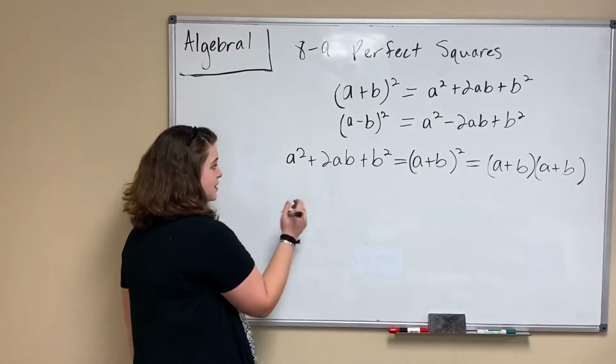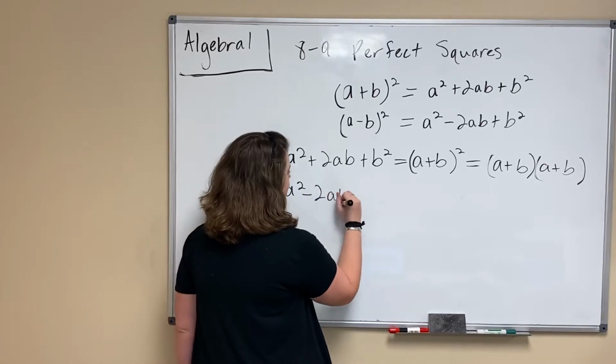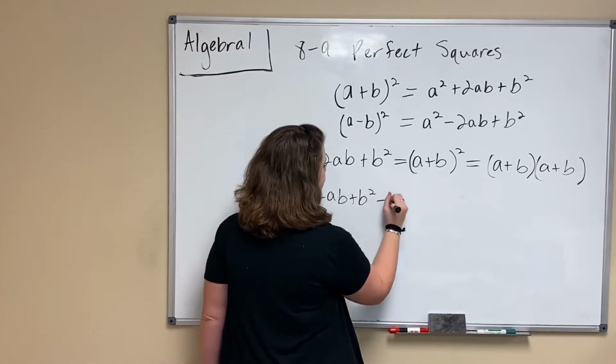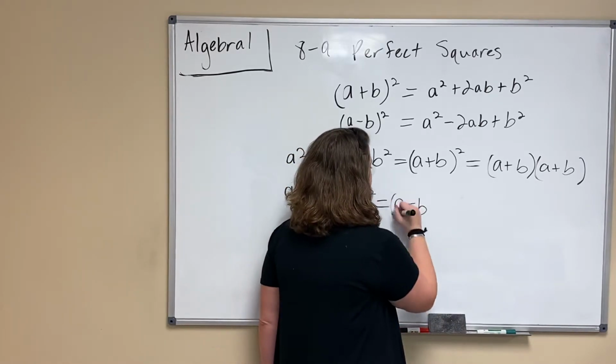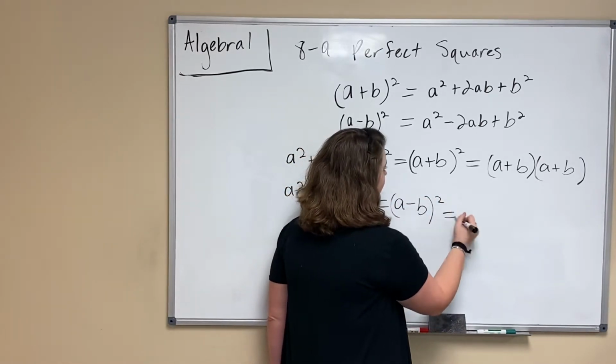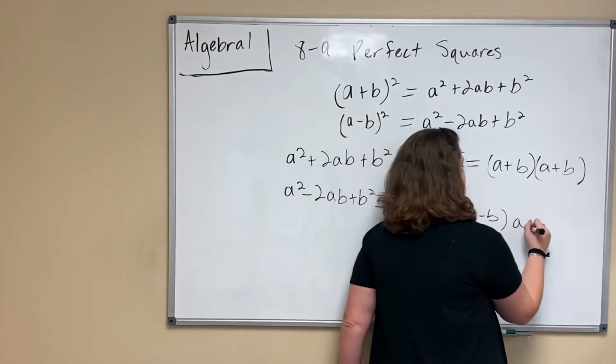And if I see something like a squared minus 2ab plus b squared, then I'm going to know I can factor it into (a minus b) squared, or (a minus b) times (a minus b).